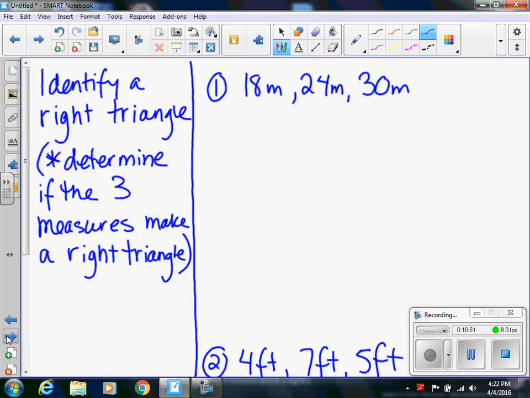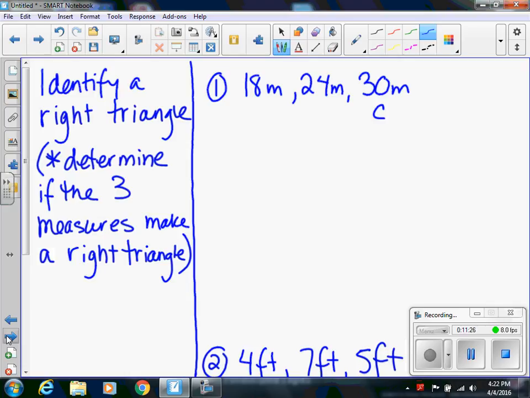Okay, one of the other things that they're going to have you do is determine or identify if it is actually a right triangle based on just 3 measurements. So looking at these 3 measurements, I kind of have to figure out what's my A, what's my B, and what's my C. If you remember from our first page of the notes, we said that the longest side is my hypotenuse, and hypotenuse is always going to be C. So this one right here is going to be my C.